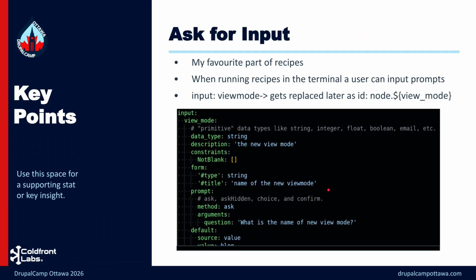And then I want to highlight this quickly because I like this part a lot. You can add an input to your recipes. When I run this recipe, it's going to give me a prompt, a very basic question like, what's the name of the new view mode? In this recipe, I'm adding a new view mode that I don't want to have to click through the adding of a new view mode.